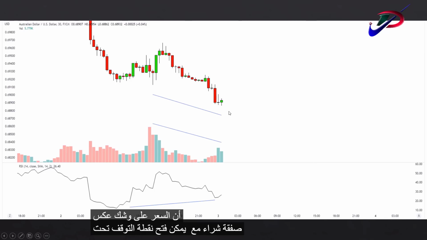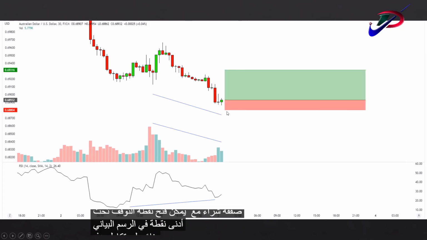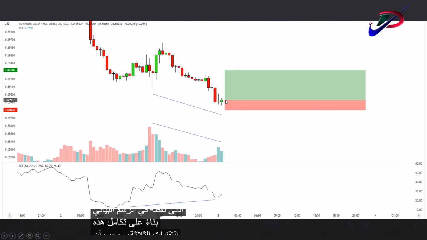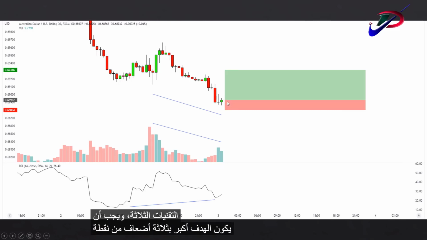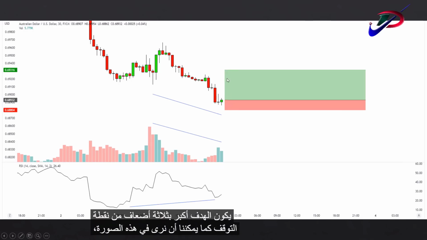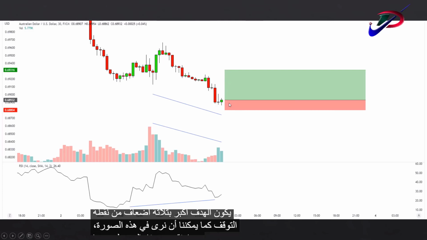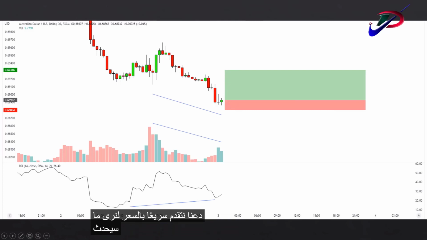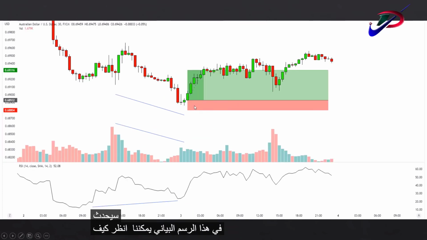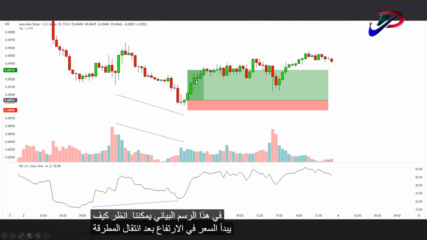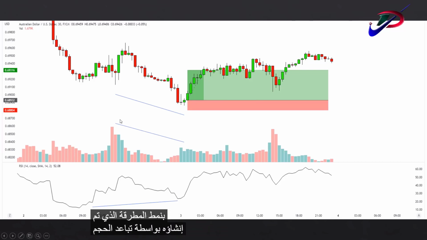A long trade with a stop below the lowest point in the chart could be opened based on the integration of these 3 techniques. The target must be 3 times as large as the stop, as we can see in this image. Let's fast forward price to see what happens. In this chart, we can see how price starts to rise after the hammer, going directly to the predefined target. Notice that this is not just about the hammer pattern, it's about the context around the hammer pattern, which is created by the volume divergence and the momentum divergence in combination.